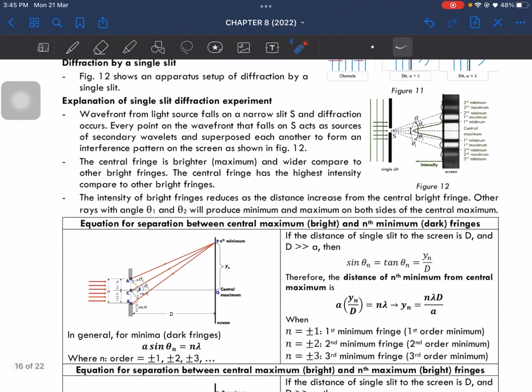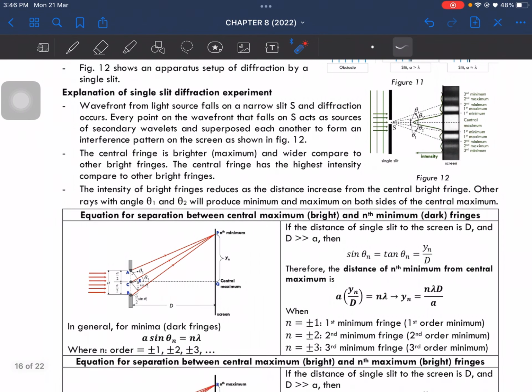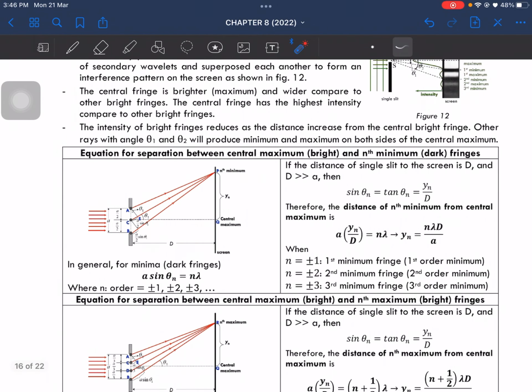Other rays with angle delta 1, delta 2 will produce minima and maxima on both sides of this central maximum. So there's going to be positive and negative sides. Okay, so let's look at the equation for the separation between the central maximum and the minimum dark fringe. So maximum and minimum.